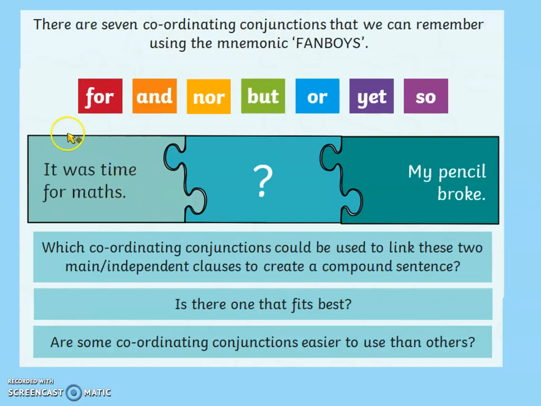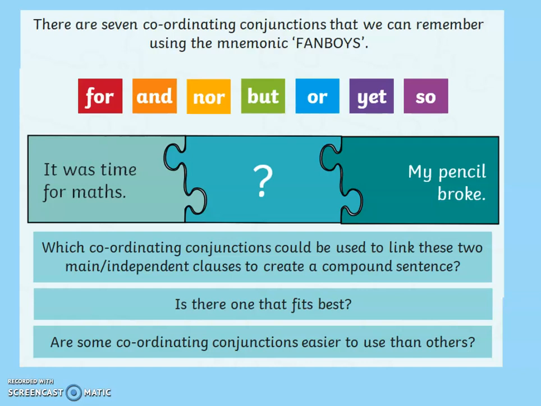So what coordinating conjunction could we use to join "It was time for maths" and "My pencil broke"? Using one of these at the top, but there are 7 coordinating conjunctions: for, and, nor, but, or, yet, so. Try and write these 2 main clauses and join them into a compound sentence. You might be able to find one, you might be able to find more than one, but is there one that fits best?